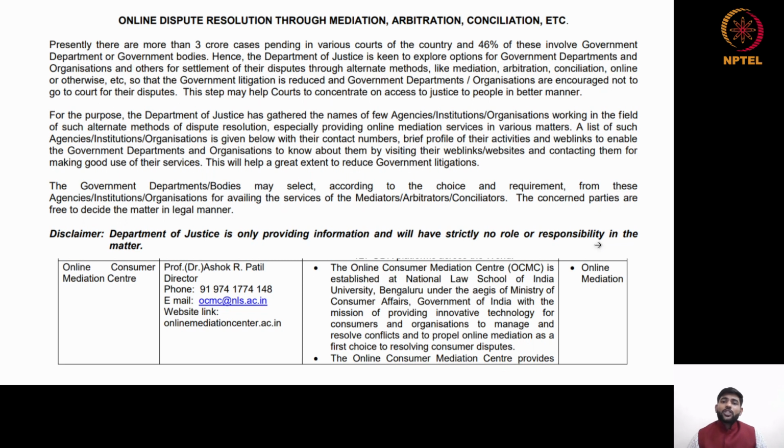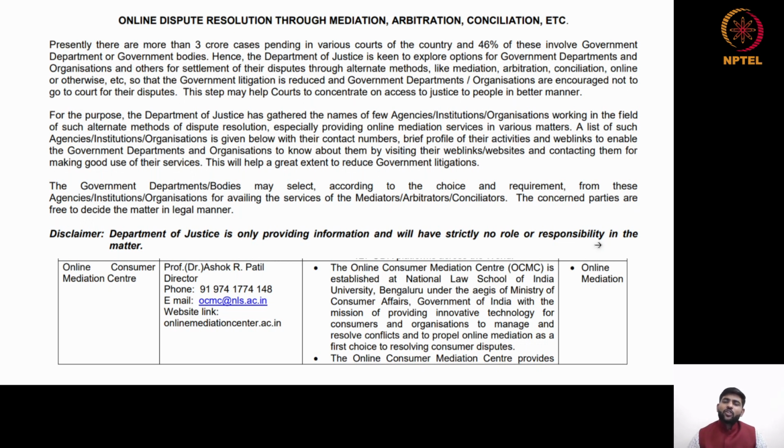And with respect to this Online Consumer Mediation Center, Professor Ashokar Patil, who was the director of the Online Consumer Mediation Center earlier, has already discussed the basic aspects of it, like how it was developed and how it was discussed.